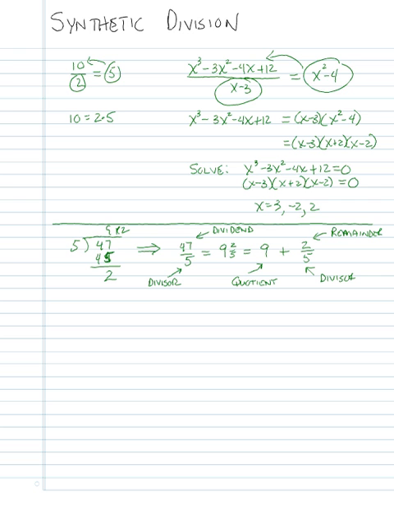So let me write this a different way then, down below. Dividend, what we're dividing into, divided by divisor, is equal to quotient plus remainder divided by divisor.